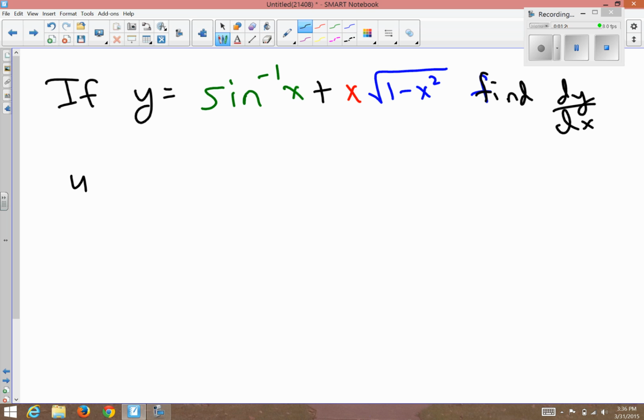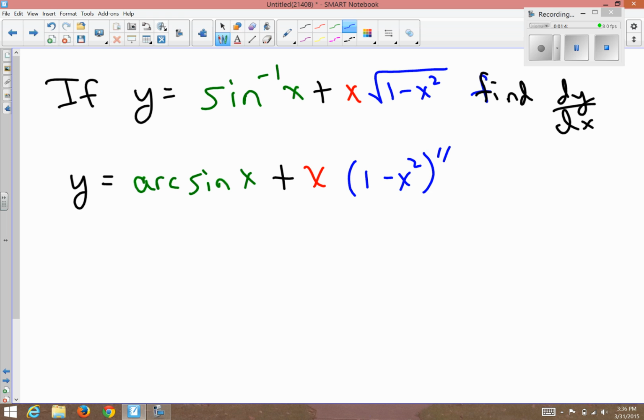First thing to point out is that this green is pronounced arc sine x. It could also be written like this, arc sine x. And this red and blue could also be written as x times 1 minus x squared to the 1/2. The derivative of y with respect to x.